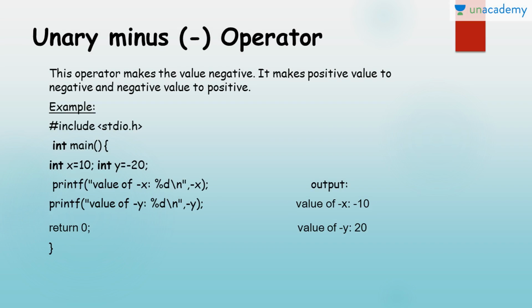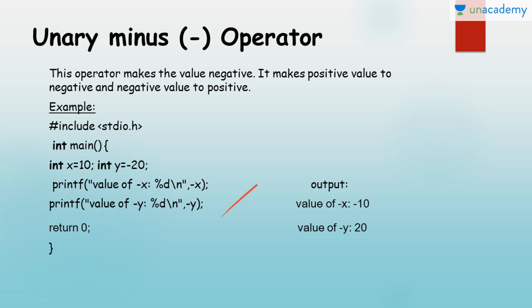The unary minus operator makes the value negative. It makes a positive value negative and a negative value positive. See the example here: x is equal to 10 and y is equal to minus 20 we have taken. So we are printing the value of x and the value of minus y.